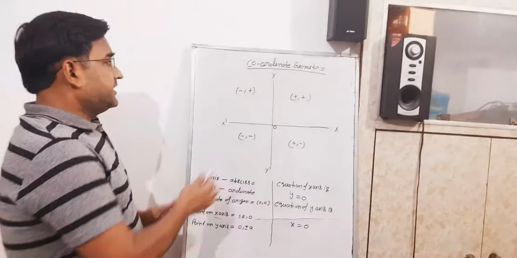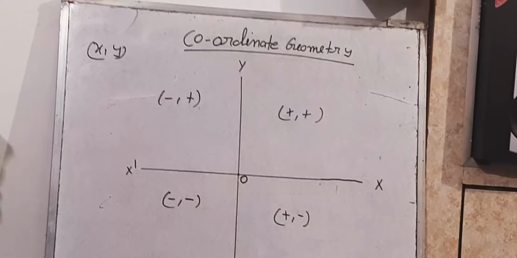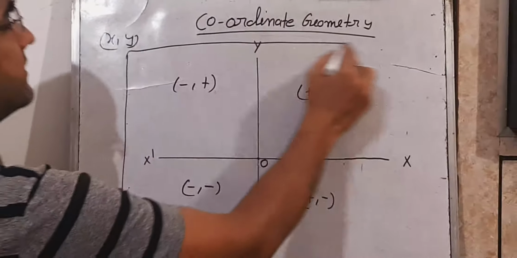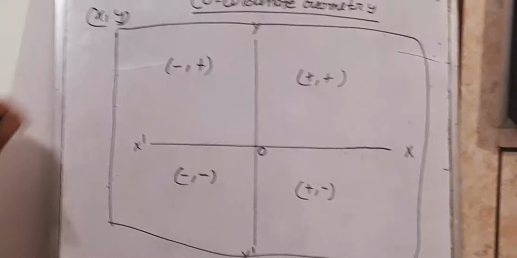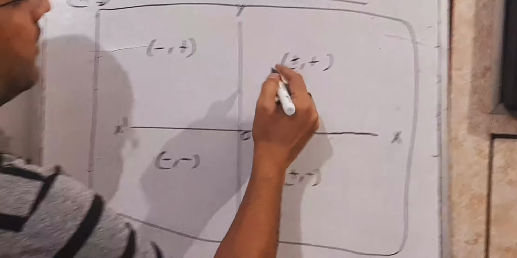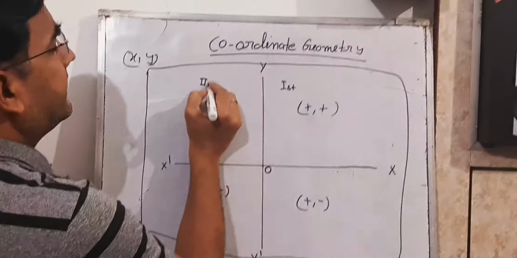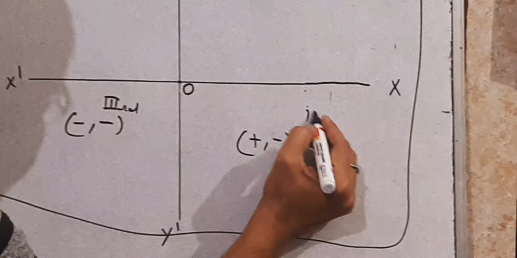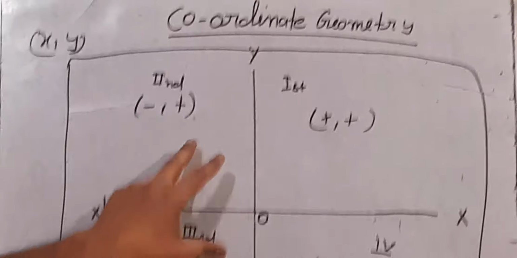Suppose this is your Cartesian plane. x, y are known as Cartesian coordinates. This is your first quadrant, that is your second quadrant, that is your third quadrant, and that is your fourth quadrant. There are 4 quadrants on the Cartesian plane.